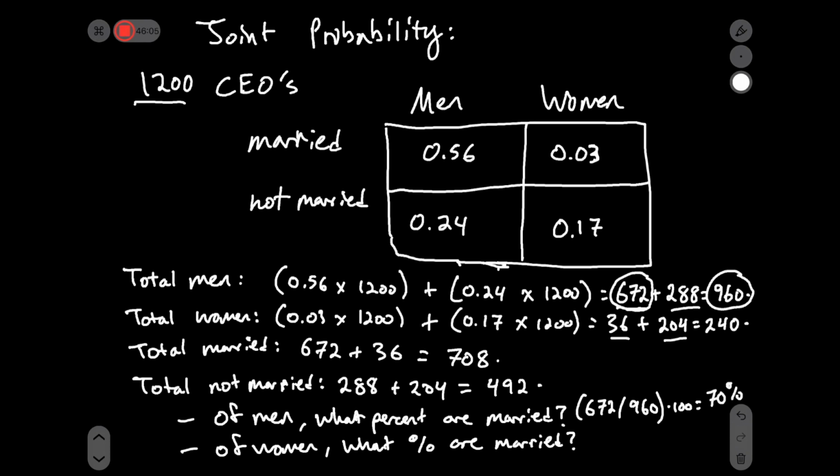Now, in the case of women who are married, we know that 36 are married out of the 240. 36 divided by 240 times 100 equals 15%. Okay. And that should do it for a joint probability table. The last problem that we'll review for exam 1 is one in which we need to work with probabilities more directly. Okay, so we're about to get our hands dirty here.